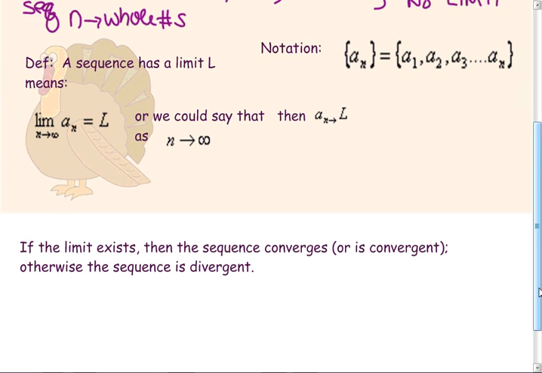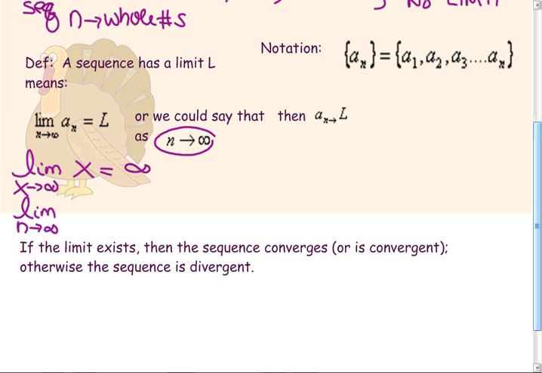Okay, so we say the limit of our sequence is L as n goes to infinity. It's just like taking the limit of a function as x goes to infinity of x. We know that that's infinity. What would this look like in sequence notation? It would be the limit as n goes to infinity of n, because n represents whole numbers. That's also infinity. That's said to be divergent.